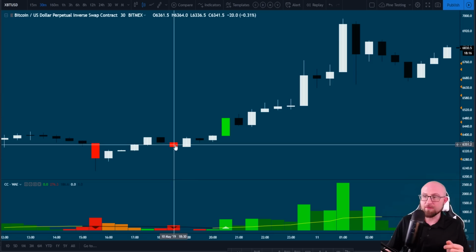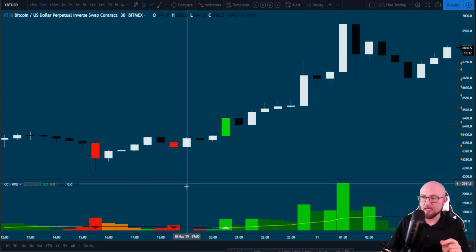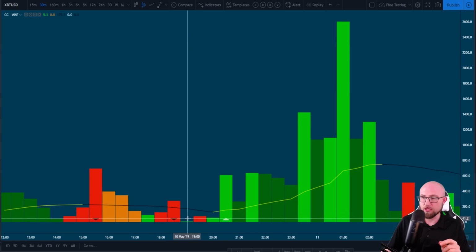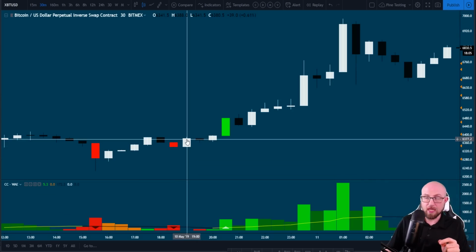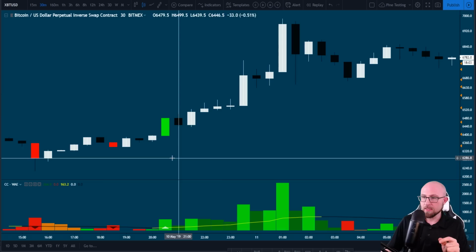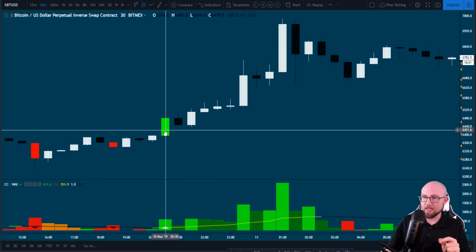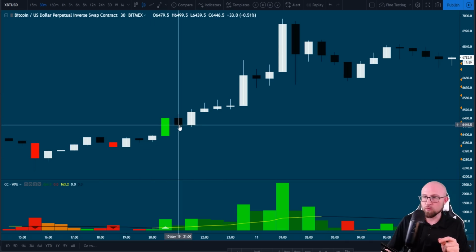Similar here. Waiting for that filtering system does help us filter out this loss because this is a sell signal, and as we can see, we don't print another bar. We actually print a green bar on the very next one, as well as price moving up, actually, with the candle color. Here we go. We have a good buy signal right here. Waiting for the second candle to confirm would be okay.